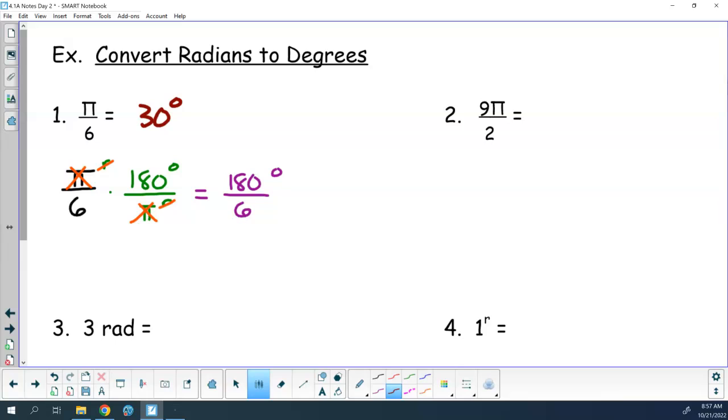Okay. 9 pi over 2 times 180 over pi. The pi's will cancel each other out. The 2 goes into 180 90 times. 9 times 90 is 810 degrees. Pretty warm. Okay.